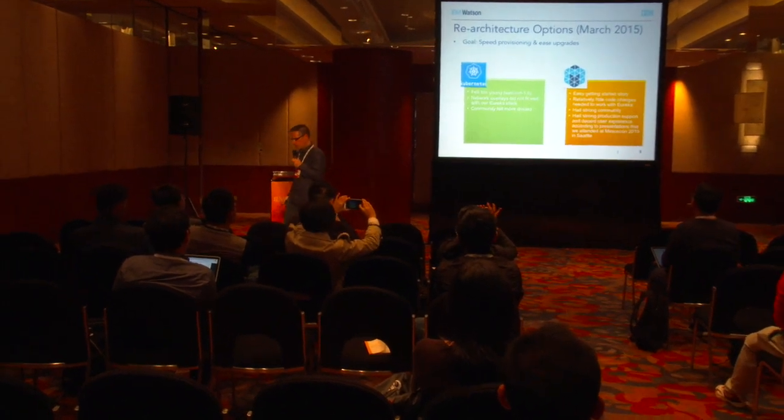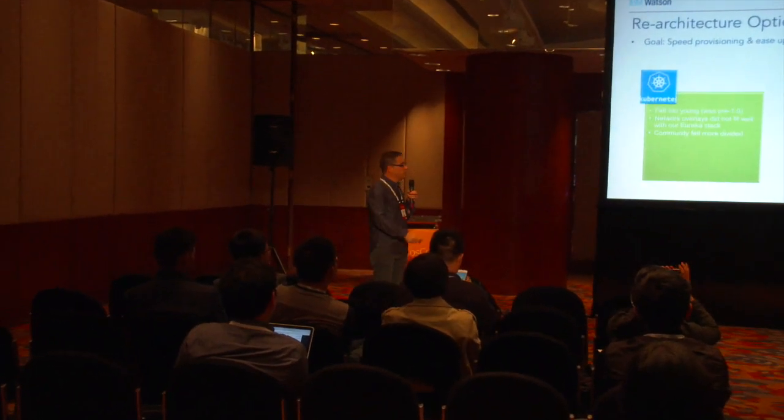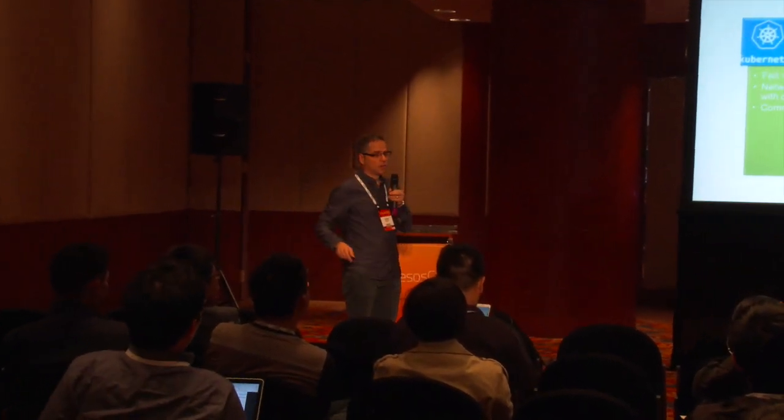March 2015. So at that time, there were two options, really, for orchestrating containers. One option was Kubernetes, and the other one was Mesos and Marathon. Now, the Kubernetes community was pretty much brand new, so the team felt it was really young. The community felt divided, and also there were some issues with using the overlay networks and how that was going to fit in with our existing infrastructure around Zuul and Eureka.